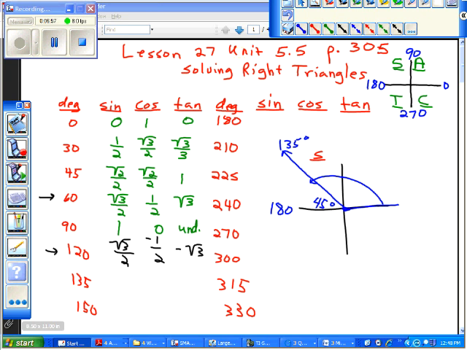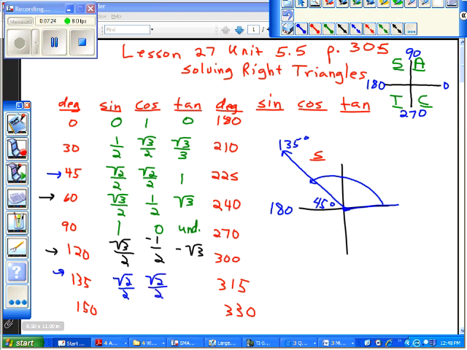We're going to be thinking 45 degrees, and we're supposed to have those memorized. That's all the green stuff. So we're thinking sine 45. What's sine 45? Square root 2 over 2. Is sine positive or negative in quadrant 2? Positive, so it's positive square root 2 over 2. Instead of thinking 135, we're thinking 45.